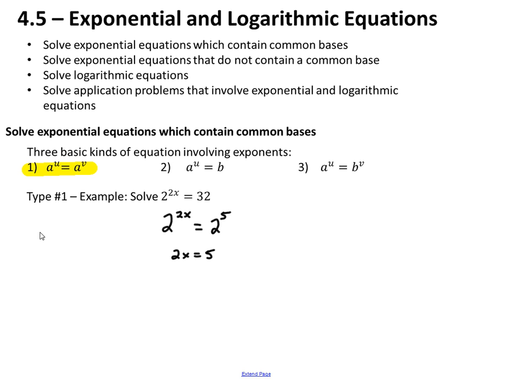If it is the case that a to the u is equal to a to the v, because exponential functions are one-to-one, then we have a really easy case where u must equal v. So 2 times x equals 5 indicates that x equals 5 halves is our solution to this equation.